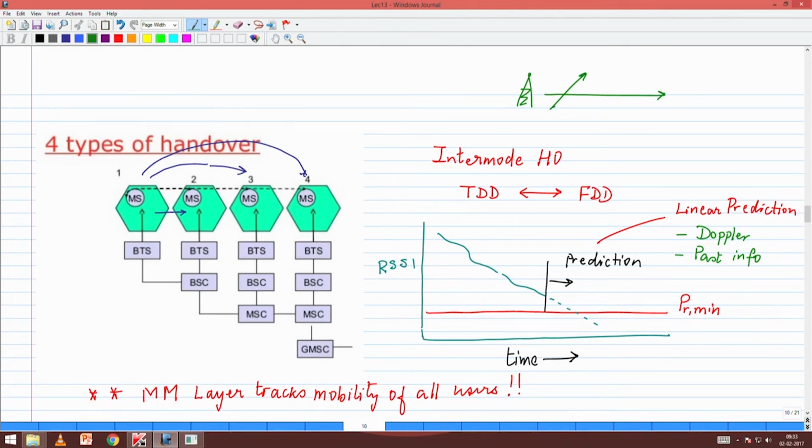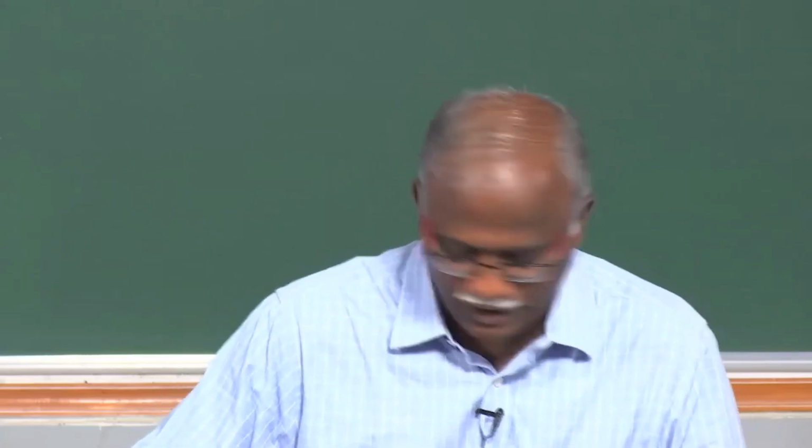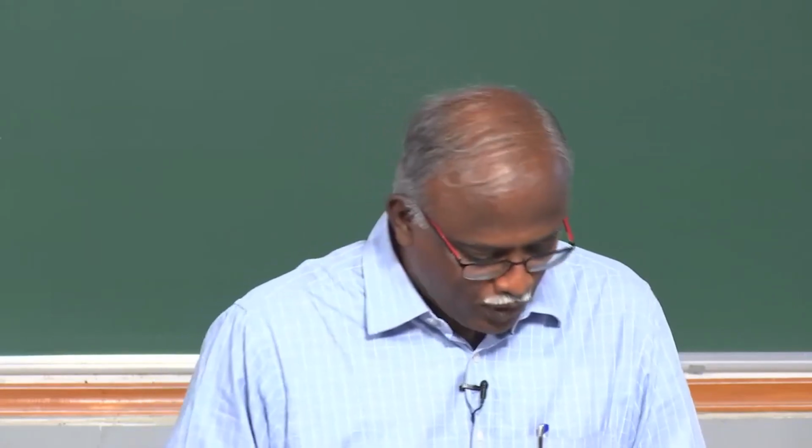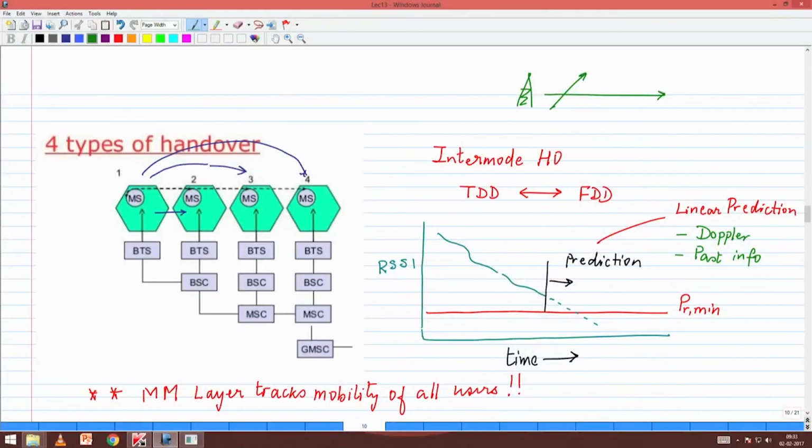The monitoring of all these parameters is done by the radio resource management, and when you think that there is some anticipatory need for handoff, you trigger the mobility management layer saying, hey, I need resources in another base station, so make sure the handoff happens smoothly. So this is the broad landscape of handoffs.